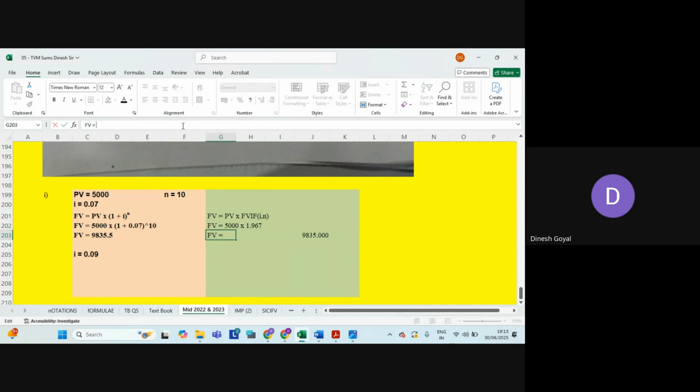9,835 or 9,835.5, both are right. So if the FVIF value 1.967 is not given, you can solve like this. And if it is given, then it is more simple.